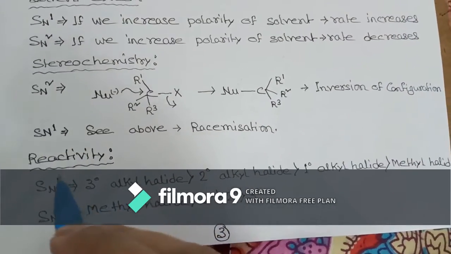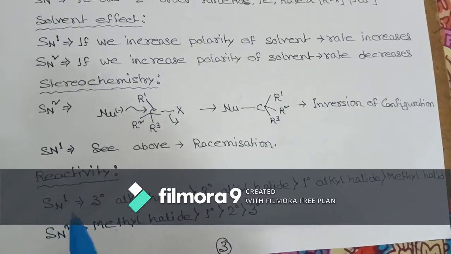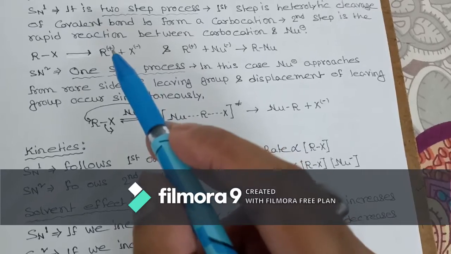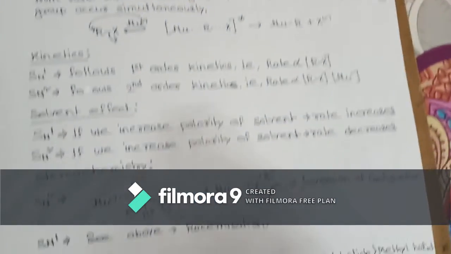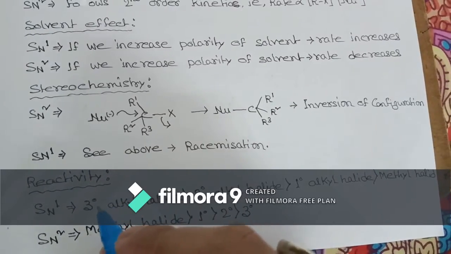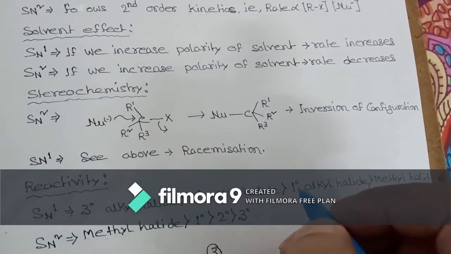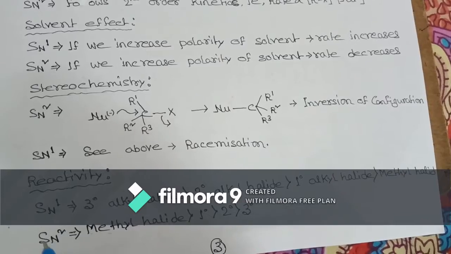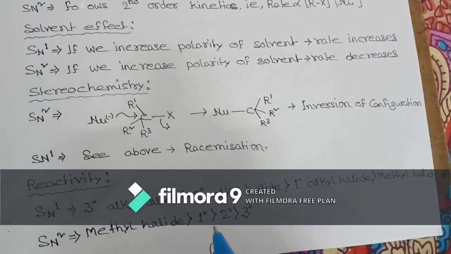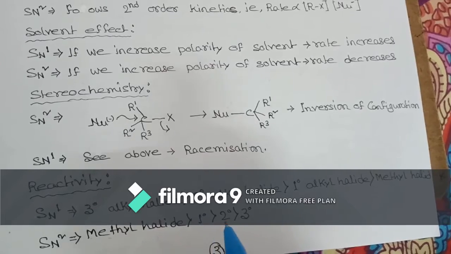Now reactivity order. In case of SN1, there is formation of a carbocation. So we know 3 degree carbocations are more stable. That's why the rate of SN1 will be highest for 3 degree, then 2 degree, then 1 degree. And the rate of SN2 will be just the opposite of SN1. So 1 degree will be first, then 2 degree, then 3 degree.